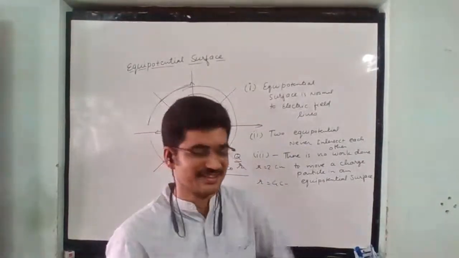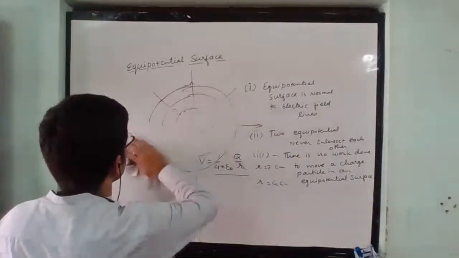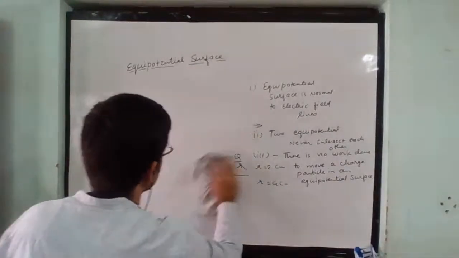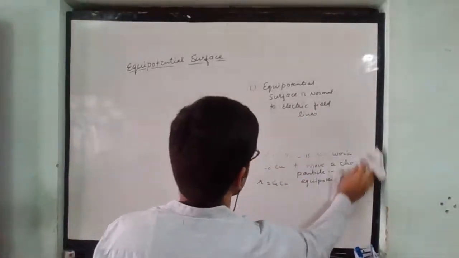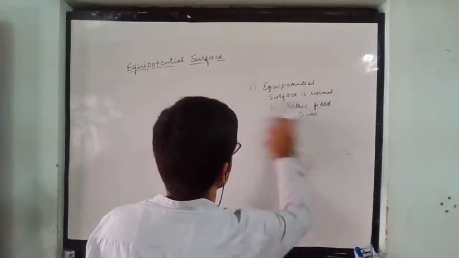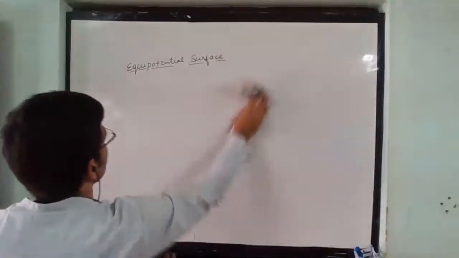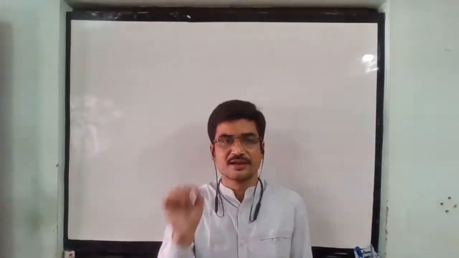Now, okay, let's go. One more very important concept we will see: equipotential surface due to a dipole. See, this is one of the very beautiful diagrams. So, how to draw an equipotential surface? For that, there is one trick.